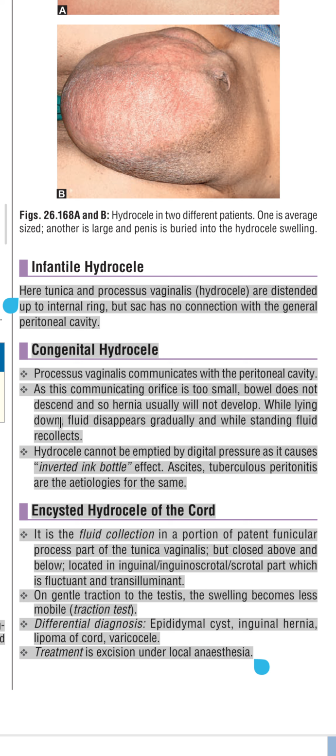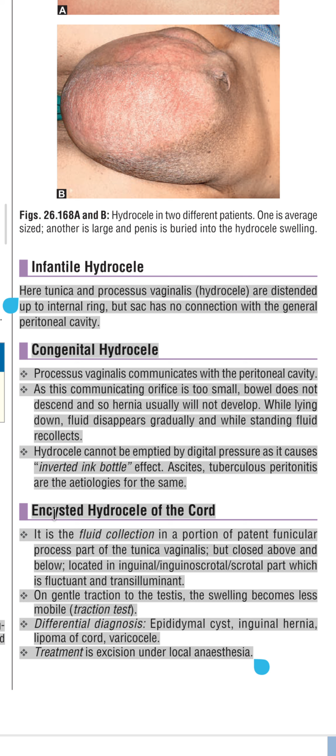While lying down, fluid disappears gradually and while standing fluid recollects. Hydrocele cannot be emptied by digital pressure as it causes inverted ink bottle effect. Ascites, tuberculous peritonitis are the etiologies for the same.